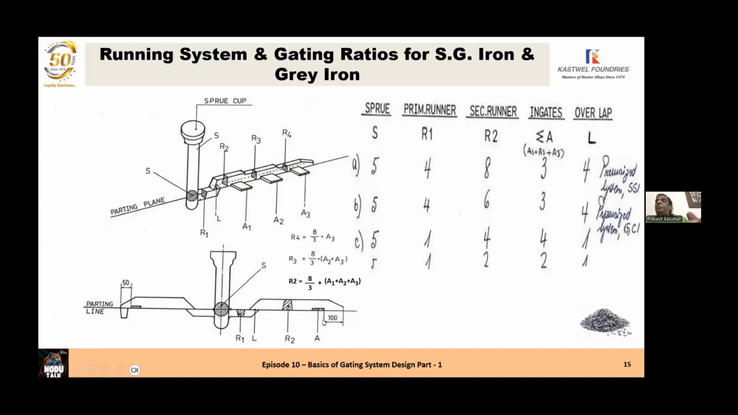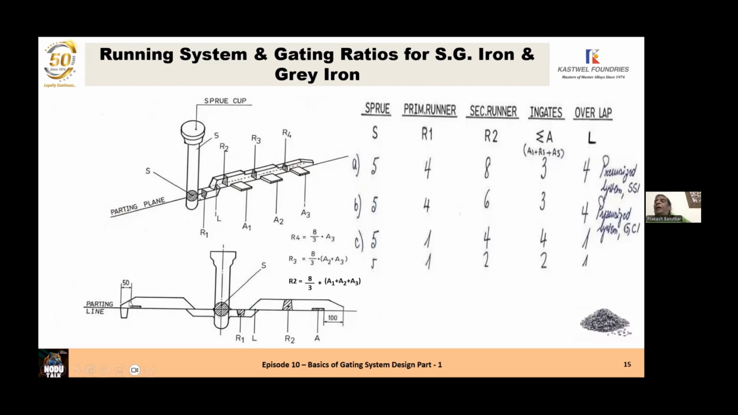I repeat, just to prevent the slag which goes along with the first metal and to make sure the runner bar is full before the first metal enters the casting area, the last ingate should be placed at least 100 millimeters before the end of the runner bar, so that the slag is entrapped in that slanted portion or the curved portion and does not go into the casting cavity.